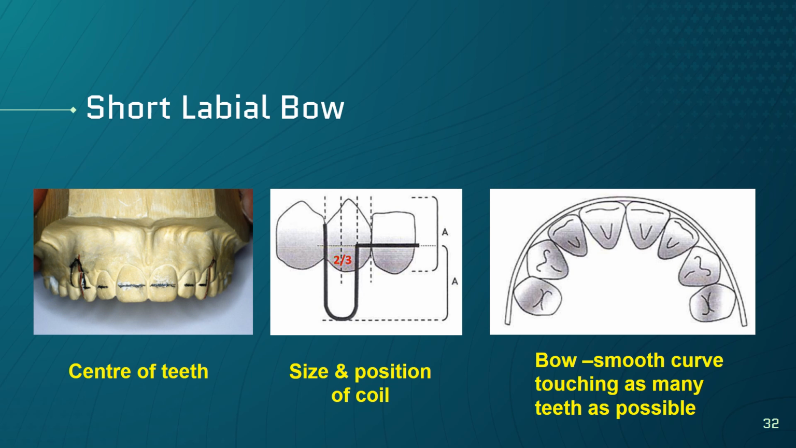Now, please take note that the labial bow should be at the center of the teeth. The size and position of the loop should be as follows: the width of the loop should be similar to the distal two-thirds of the canine, and the length of the loop should be the same as the length of the clinical crown of the canine. Now the bow should be a smooth curve touching as many teeth as possible.